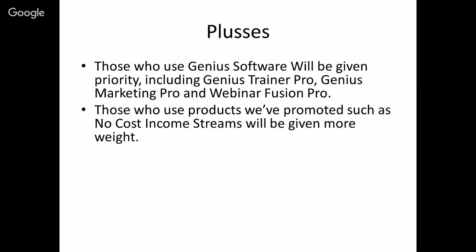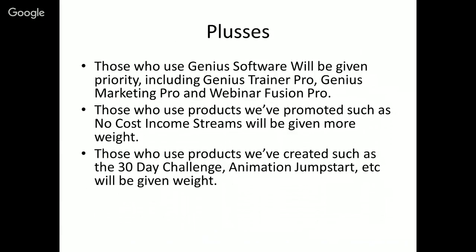So if you take NCIS and you decide to create a new product from it, and that's what your product is going to be, I'm going to give extra weight to that. If you use products that I've created or we've created, like the 30-day challenge or Animation Jumpstart, anything we've created, I'm going to give you more weight for that. Now, you don't have to do that, but I'm going to be biased toward people if they've used anything that we've put together or promoted.